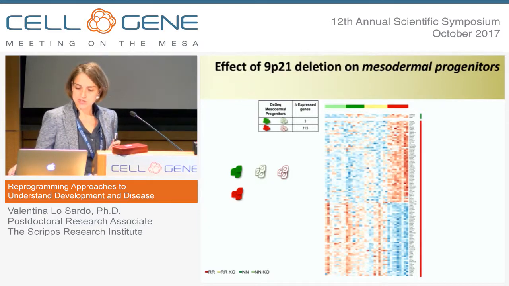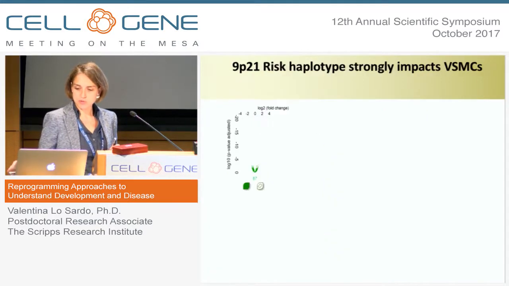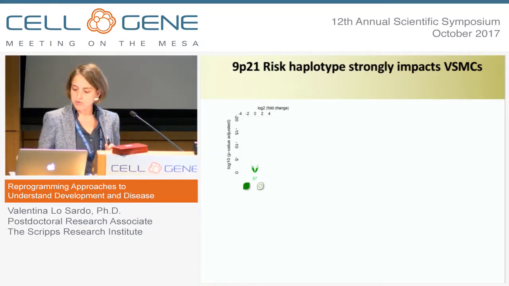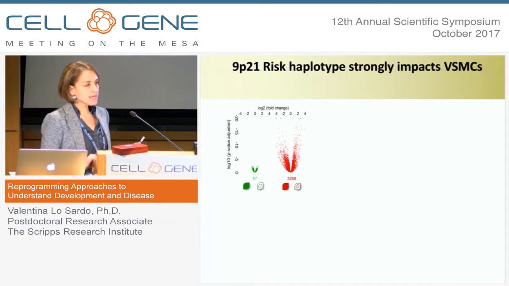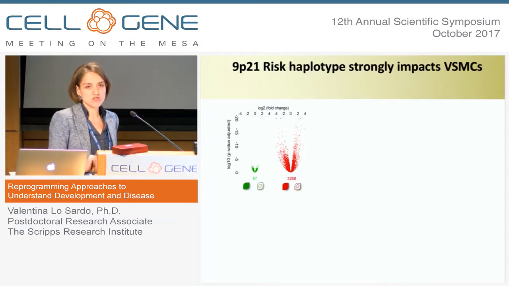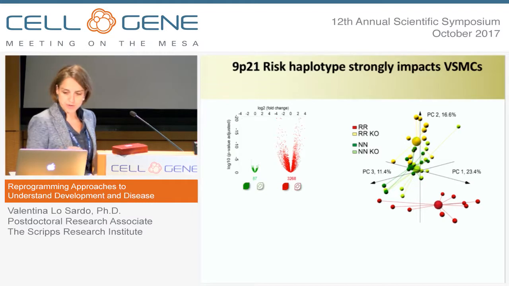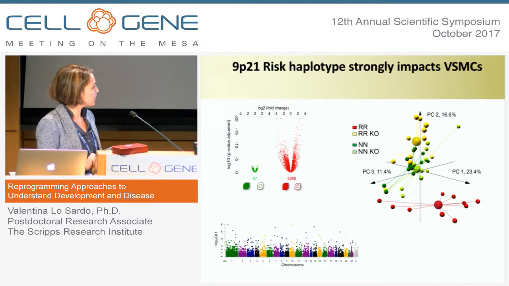This was quite interesting, so we went ahead and looked at the vascular smooth muscle cell stage. Again, the first comparison was non-risk versus knockout: only 87 genes. But more than 3,000 genes are differentially expressed just by knocking out the risk allele. If you look at the principal component analysis, it's pretty clear that the risk cells are totally different from the other 3 genotypes. The knockouts look more similar to the other genotypes than to the risk. And these 3,000 genes are all over the genome.